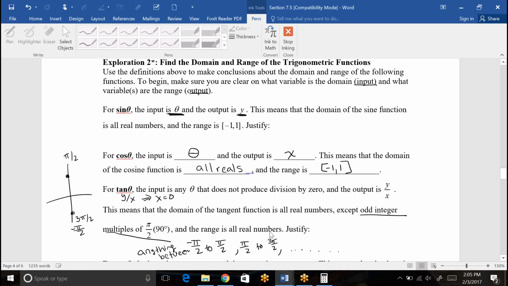But the range is any number, any real number. So when you do these ratios of y over x, any real number could pop out.